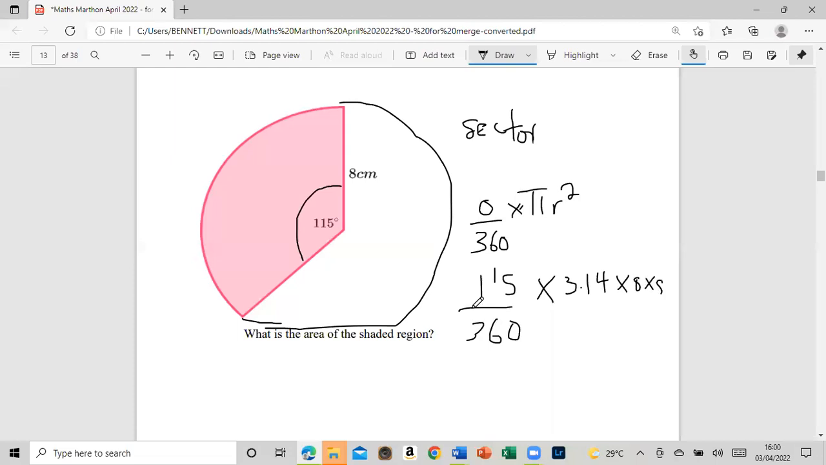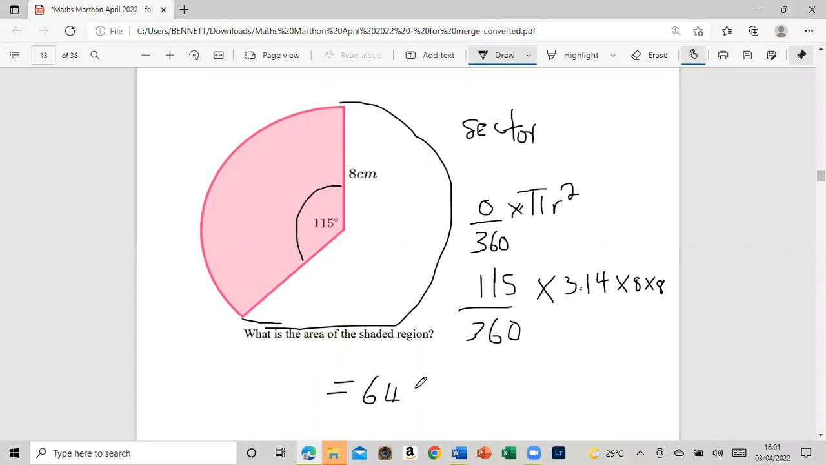So work that out, guys, and tell me. 64.19. Just give me the final answer. So work out that part here first: 115 divided by 360 times 3.14 times 64. Everybody's supposed to have a calculator, all right? If you don't have a calculator, guys, invest in one, so you can get used to your calculator from now. 64.19. To the final? Okay.